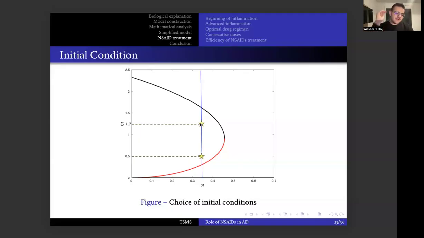Why do we take a higher level? Simply, mathematically, when you have a higher level of inflammatory cytokines, it means that you are at an advanced level of the process. The process is more advanced, the disease has started to develop because all concentrations are higher. So here what I'm going to compare: the case below is the beginning of the disease, and here it is a pretty much advanced stage of the disease. The main comparison will be, if I do a drug treatment, will it be more beneficial for the beginning or for the advanced stage?